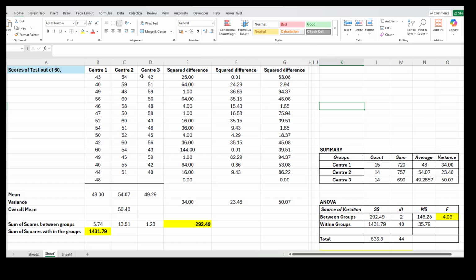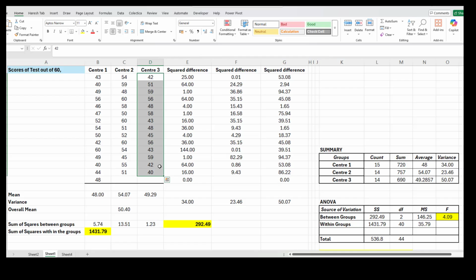And then there is a test taken, the same test given to all the students. In Center 1, they have 15 students and they got these results. These are the marks. Center 2 has 14 students and these are the marks. Center 3 also has 14 students. These are the marks. So these are our three samples or three columns.